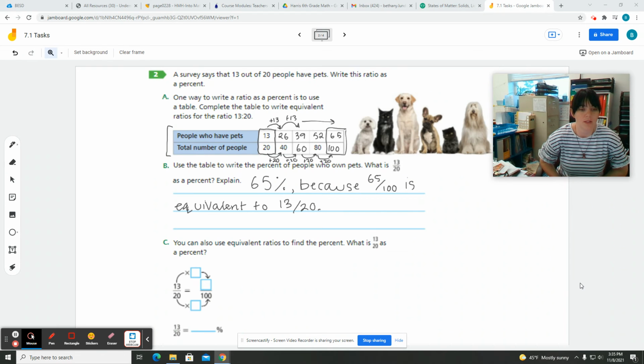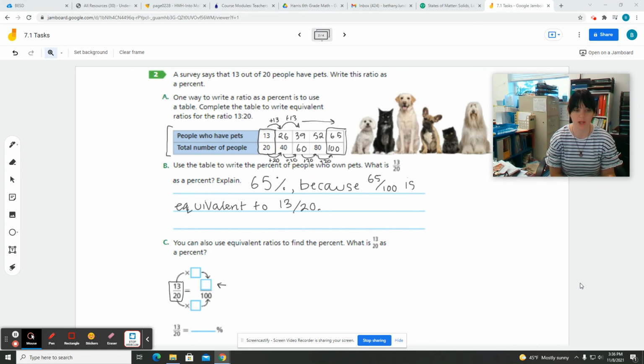Okay, C. So you can also use equivalent ratios to find the percent. So we're going to find the percent of 13/20 again, but we're going to use equivalent ratios instead. So in this chart, remember, we are starting with 13/20 right here. And then let's look at the bottom because what we want here is to figure out this little guy. That's what we want because we want to know what percent, what number out of 100 is equivalent to 13 out of 20. So we go from 20 to 100.